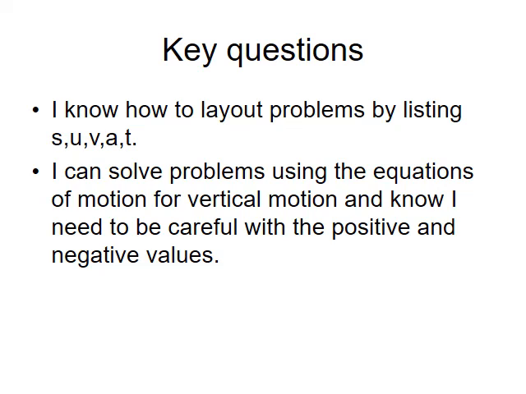So you need to be able to know how to lay out the problems, and you need to be able to solve with vertical motion, being careful with the signs for the positive and negative values. So generally up is positive and down is negative. So that usually means that a is minus 9.8 meters per second squared. If you stick with that every time, you'll rarely go wrong.